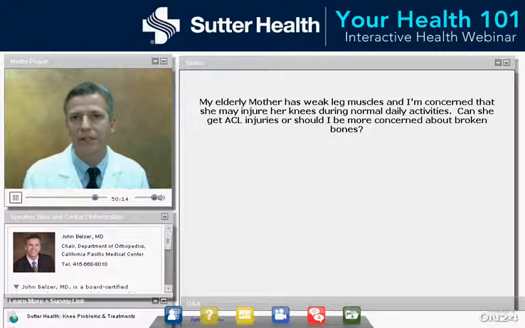Next question. My elderly mother has weakened leg muscles, and I'm concerned that she may have injured her knees during normal daily activities. Can she get ACL injuries, or should I be more concerned about broken bones?